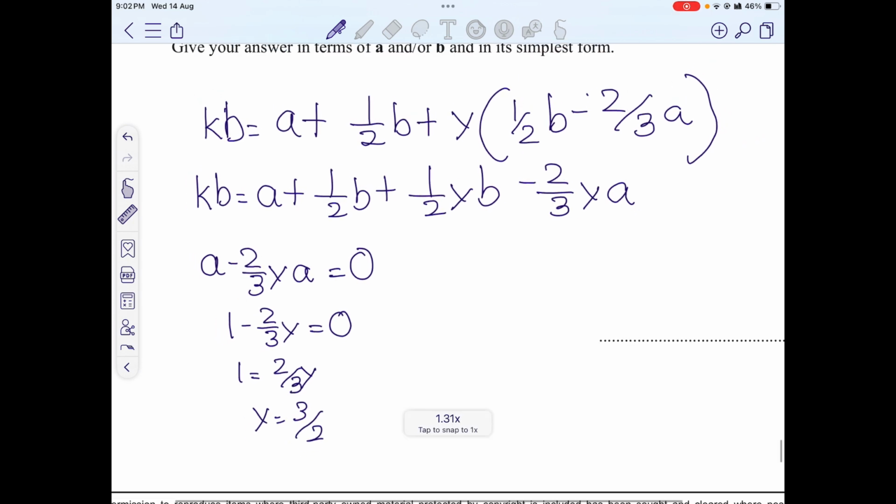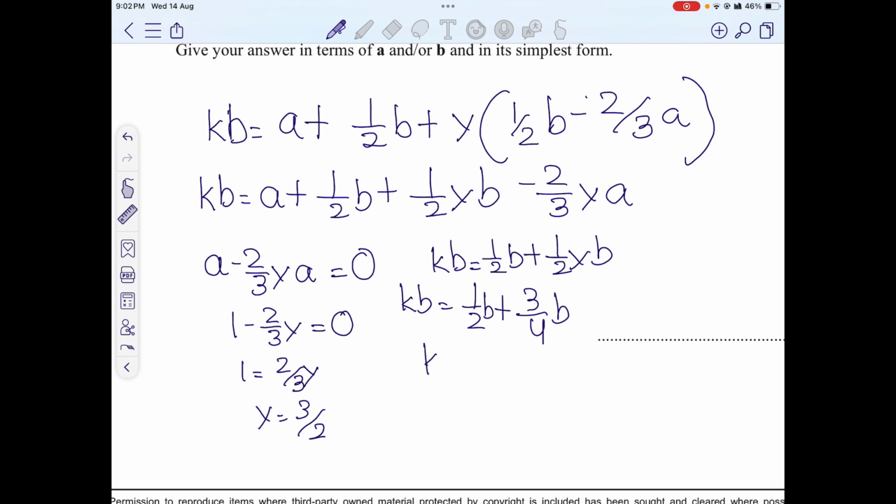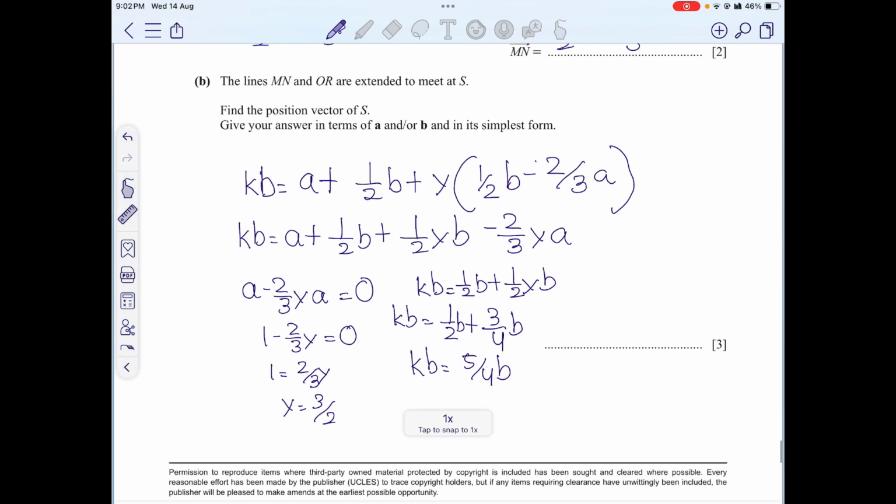Since I know the value of y now, I could use the B ones. So KB is equivalent to half B plus half yB. Since I know the value of y, half B plus half into 3 by 2, 0.5 into 3 by 2, that's basically 3 by 4. So half B plus 3 by 4 B. When you add 3 by 4 and half, you get 5 by 4. So KB is equivalent to 5 by 4 B. That means the value of K is 5 by 4.